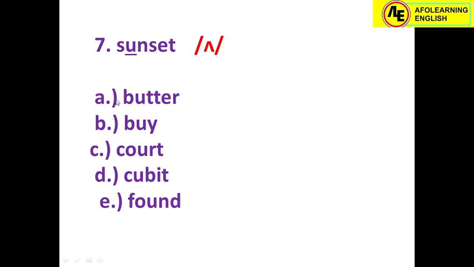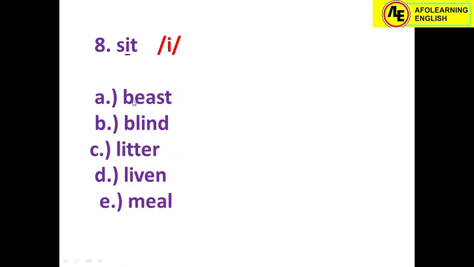Okay, so option A is the correct answer. Option B, buy. No. Option C, court. No. Option D, qubit. No. Option E, found. No. So the correct answer is butter.